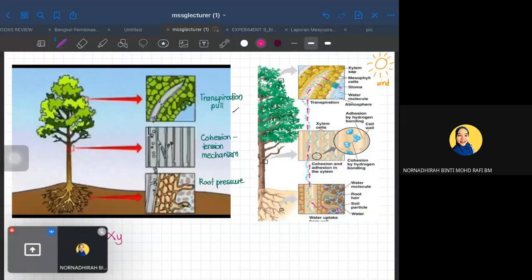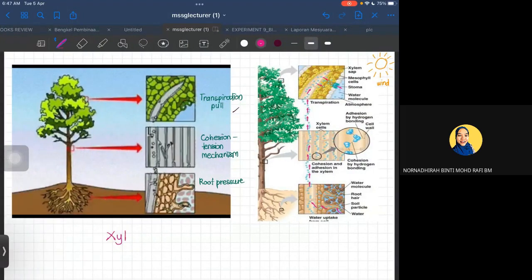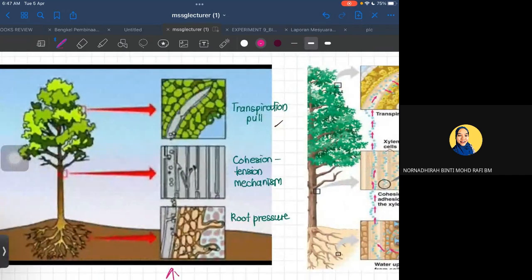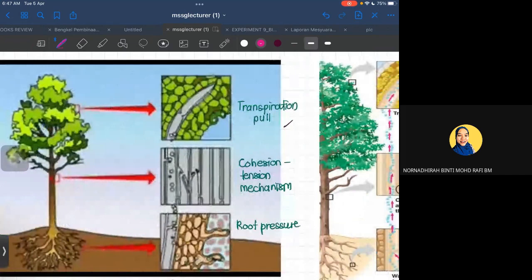Okay, what will happen is from the xylem upward. So there are three ways kan, saya dah kata: transpiration pull, cohesion tension and root pressure. Okay, so kita tengok yang mana. Daripada atas ni adalah transpiration pull. What is here is transpiration. What is meant by transpiration? Transpiration is the loss of water.